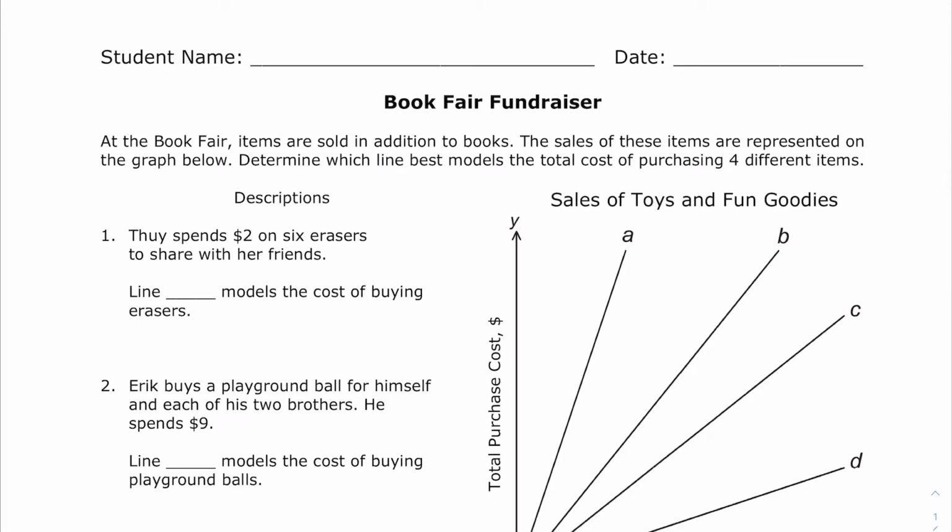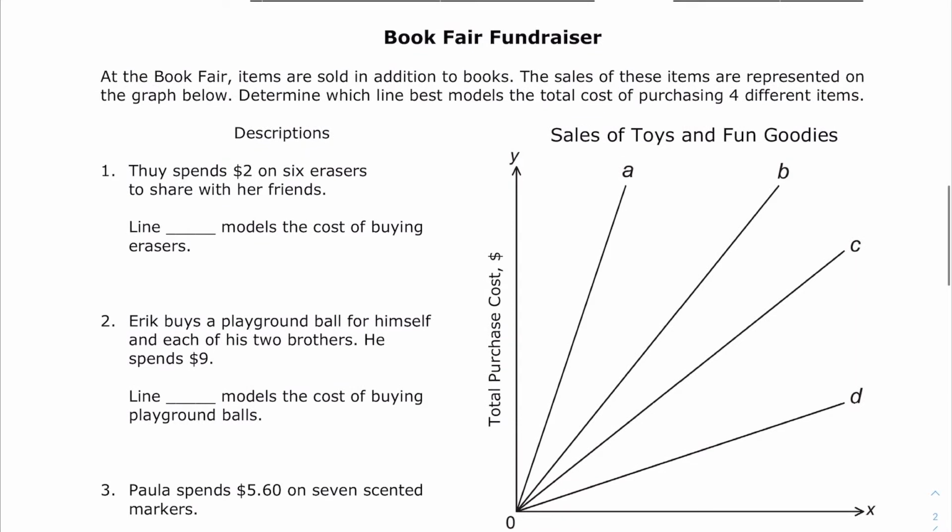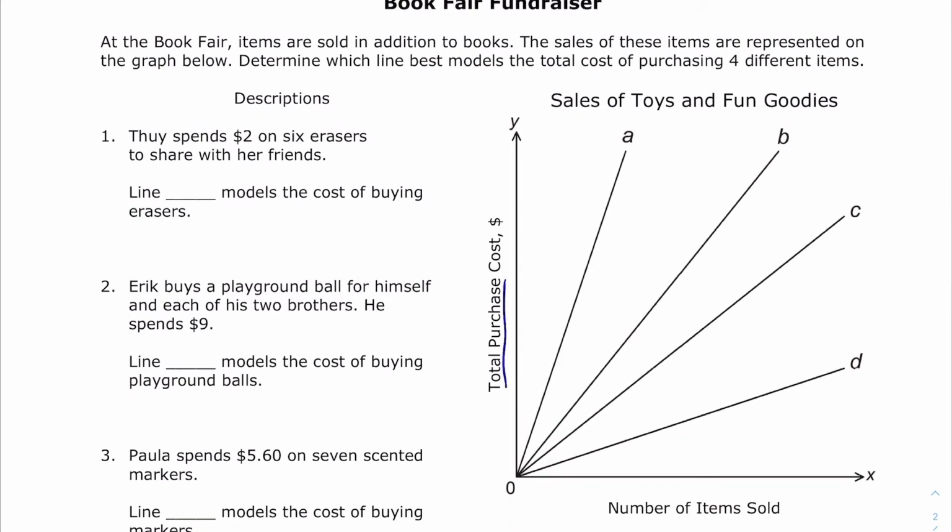Okay, this is the last part of today's notes, the last part of today's examples. We have this person, they're going to a book fair, and we have lots of different lines, and the lines are all telling us the total cost depending on the number sold. But the problem is they didn't include the numbers, so that means we're going to have to interpret the graphs based off of these descriptions over on the left side.